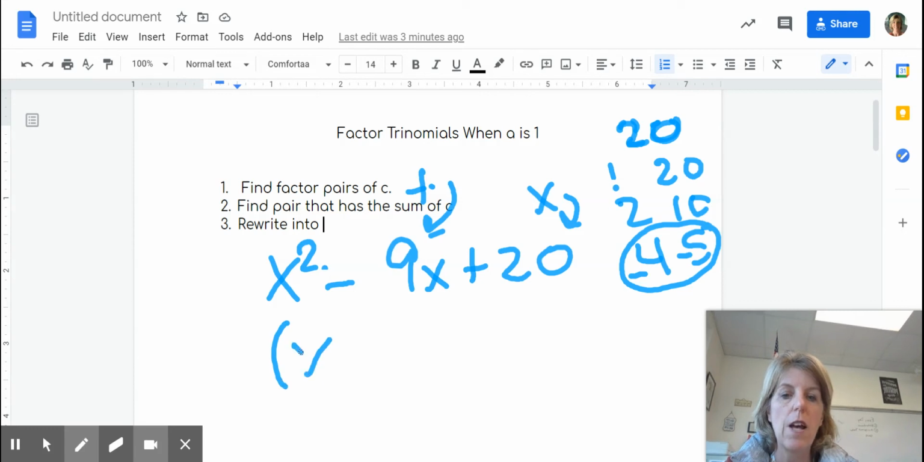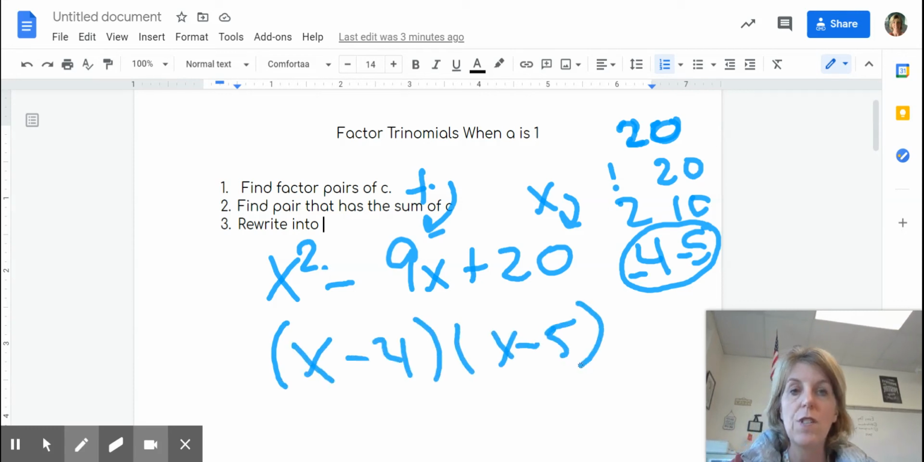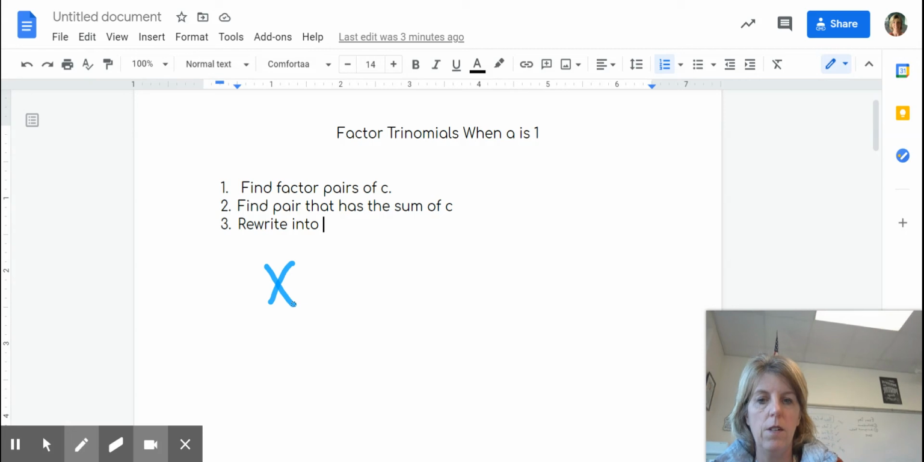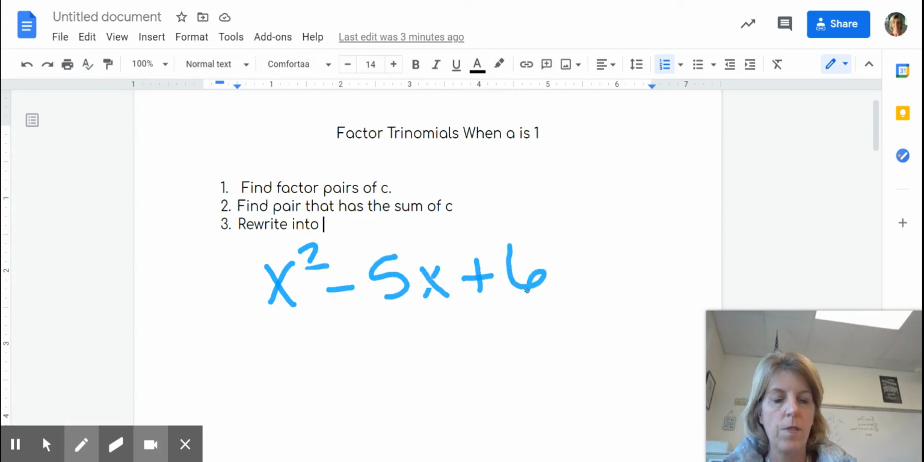So there's the numbers. It's x minus 4 and x minus 5. So those negatives are going to pop up in these, so we have to be careful, right? Now you do some practice. How about if I have something like x squared minus 5x plus 6? All right, give it a try, and then check.